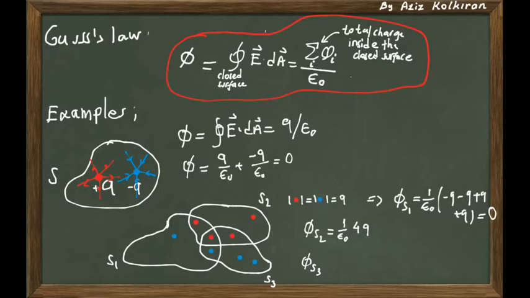The flux through S3? It has 3 minus charges and 2 plus charges. In total, it has minus Q divided by epsilon 0. So it's easy. As long as you understand this flux thing, it is easy to calculate the flux.